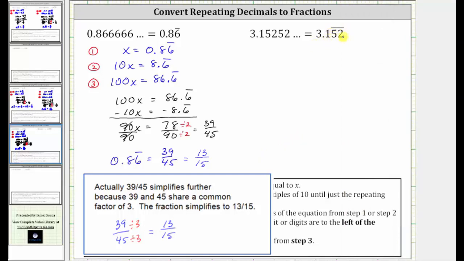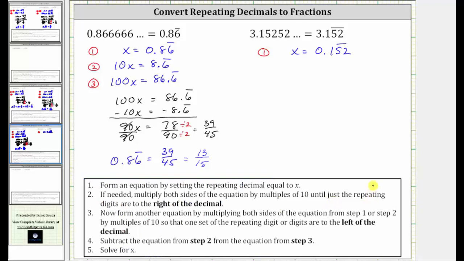3.152 with just the 5 and 2 repeating. Step 1, we set x equal to the repeating decimal, so we'll leave off the 3 for right now, and the equation is x equals 0.152 with the 5 and 2 repeating. This is equation 1. For equation 2, we multiply both sides of the equation by multiples of 10 until just the repeating digits are to the right of the decimal. Notice right now we have this 1 to the right, which doesn't repeat. We only want the 5 and the 2 to the right, which means we'd have to move the decimal one place to the right, which is equivalent to multiplying by 10. So for step 2, we multiply both sides of the equation by 10.